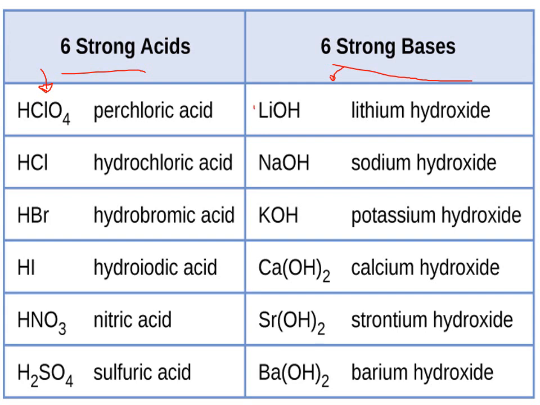For example, here I know that this is a group 1 hydroxide, so it's a strong base. Same idea here. Group 1 hydroxide, strong base. Group 2 hydroxide, strong base. And these are just the strong acids that I listed on the previous slide.